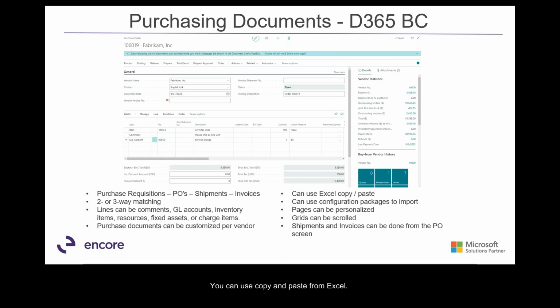You can use copy and paste from Excel. You can also use configuration packages to import your purchase orders or purchase invoices. These pages can also be personalized by user. And again, instead of having multiple pages, you can expand or collapse, or you can use grids that can scroll from side to side. And the shipment and invoices I mentioned earlier can be done from the PO screen directly or separately.